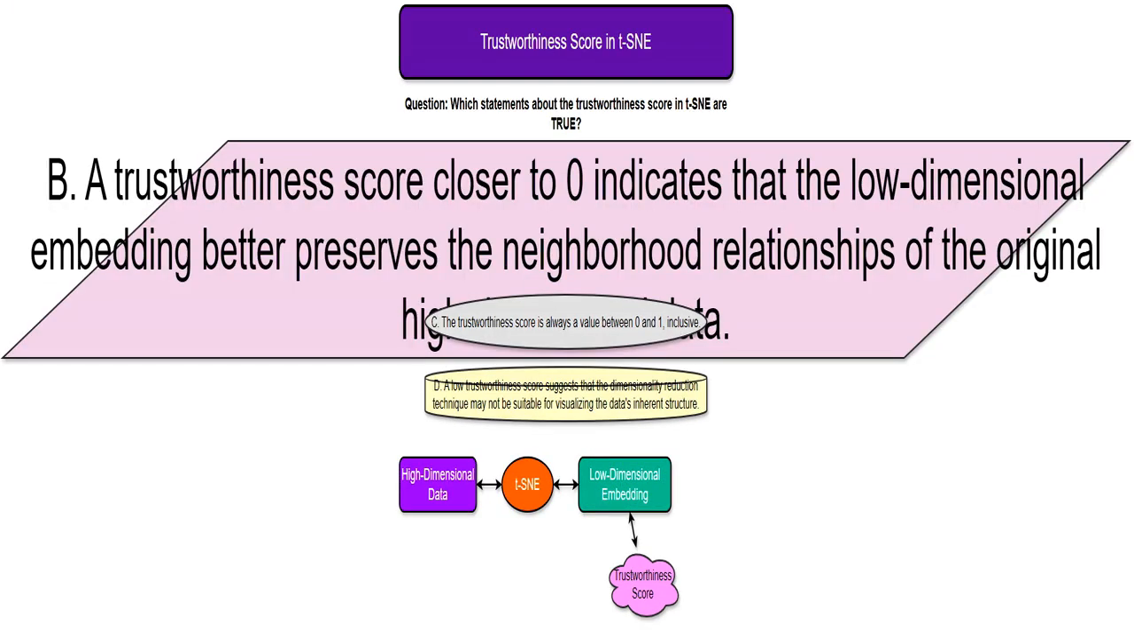This statement is incorrect. A trustworthiness score near 0 means the low-dimensional representation does a poor job of keeping the relationships between nearby points the same. The closer to 0, the worse the preservation. It's the opposite of what the statement says. Remember, a high score means a good representation.